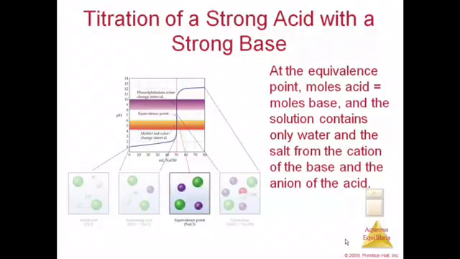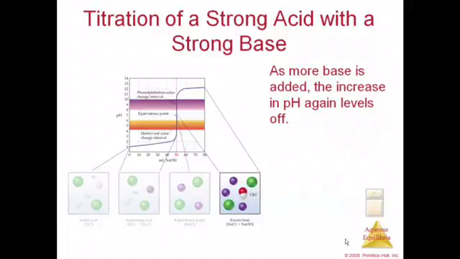Sometimes the salt that's produced, as you've now discovered, can have a pH. So not all salts are neutral. For example, sodium carbonate will not produce a neutral solution because of the carbonate ion. The carbonate ion messes around with the water. It hydrolyzes. And then the last part of it, more base is added, and so the pH would increase.